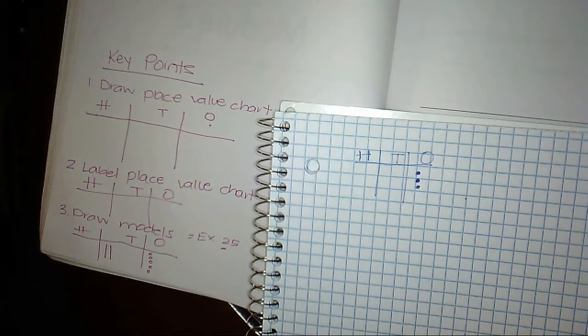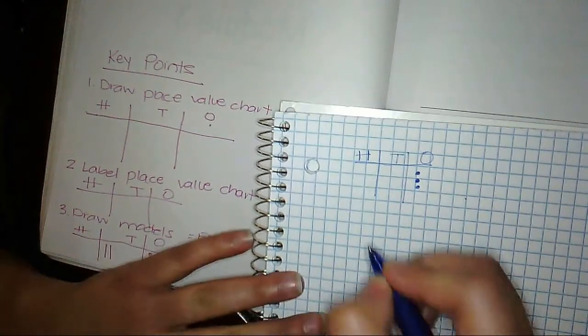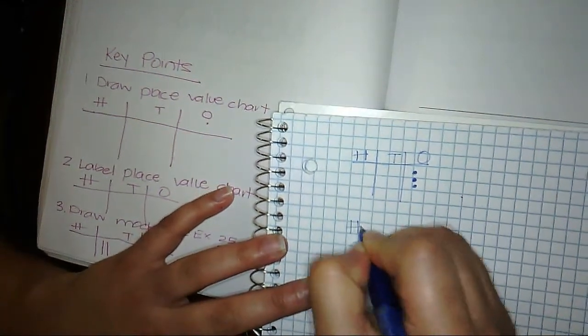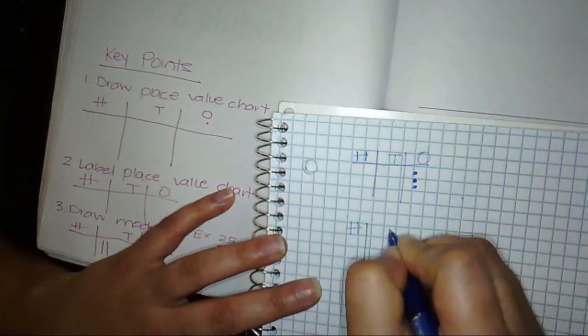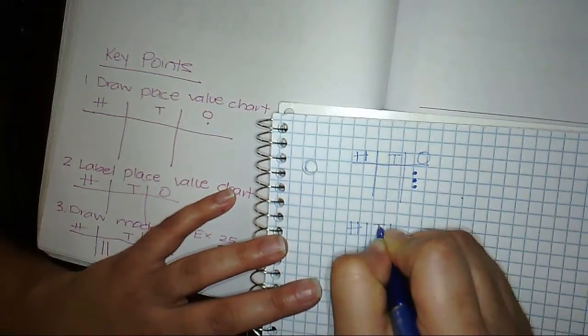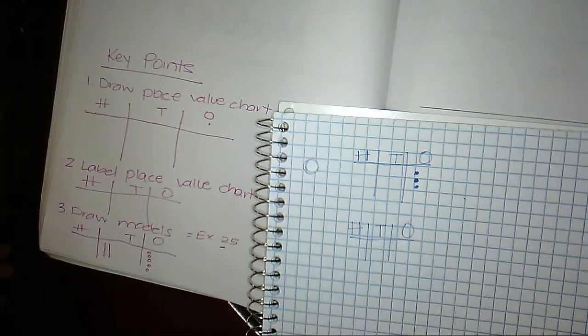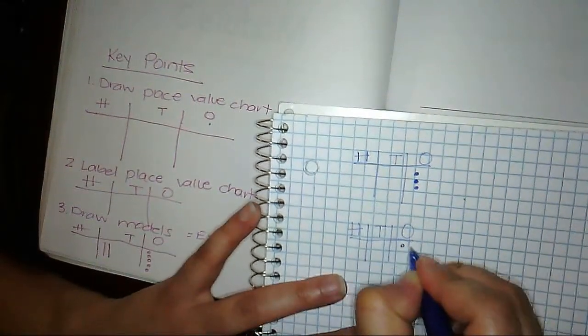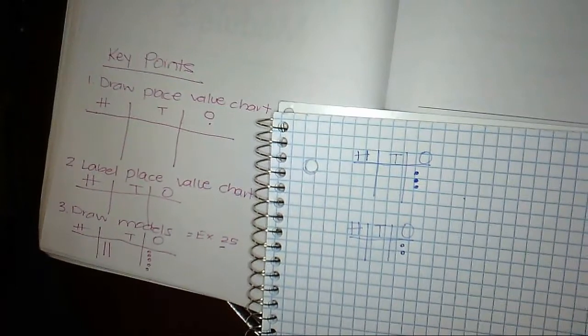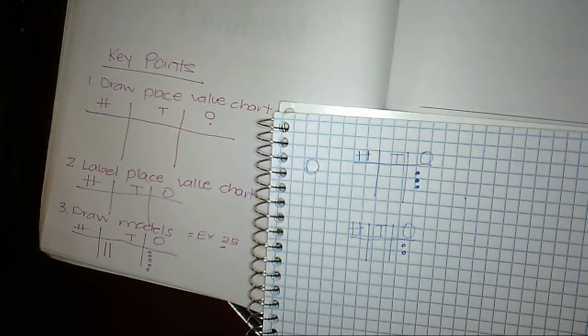Let's write another number. Now I want to write the number 2. I do the place value chart. I label them with the hundreds, tens, and ones. And now I want to draw the number 2. 1, 2.